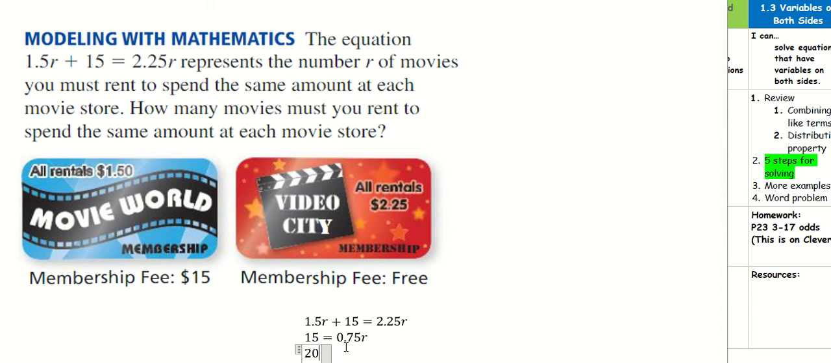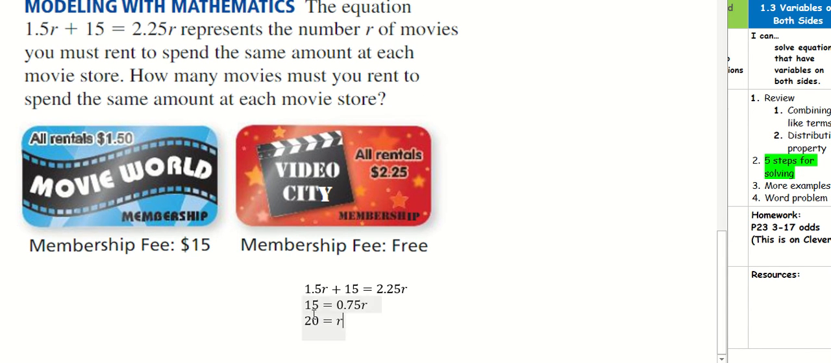Okay. So 20 equals r. Then I have to answer the question, right? So how many movies must you rent to spend the same amount at each movie? Oh, well, 20 movies is my answer.